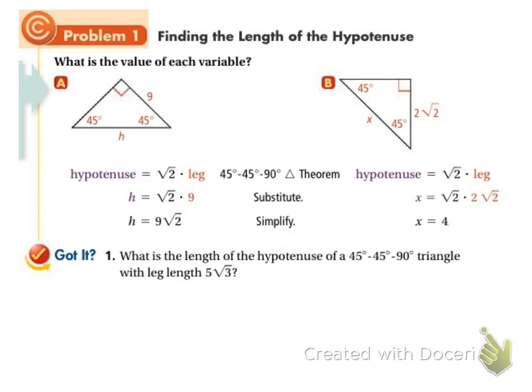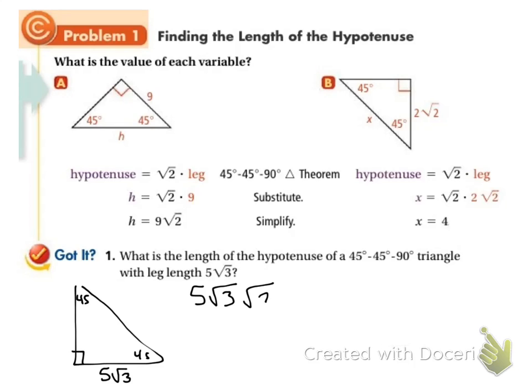So, let's look at our got it problem. It says, what is the length of the hypotenuse of a 45, 45, 90 triangle with leg length 5 square root of 3? So 5 square root of 3 is our leg. We want to know what our hypotenuse is. So we take however long our leg is, so 5 square root of 3, and then we put the square root of 2 on it. Now we're not just going to leave these two square roots on their own. We're going to combine them. So this is 5 square root of 3 times 2, and it turns into 5 square root 6.